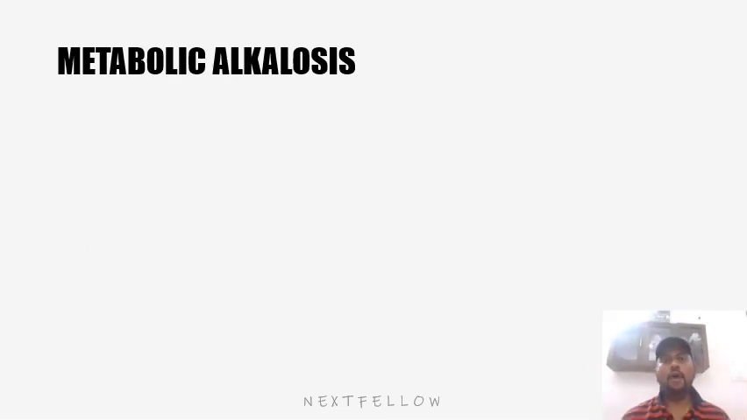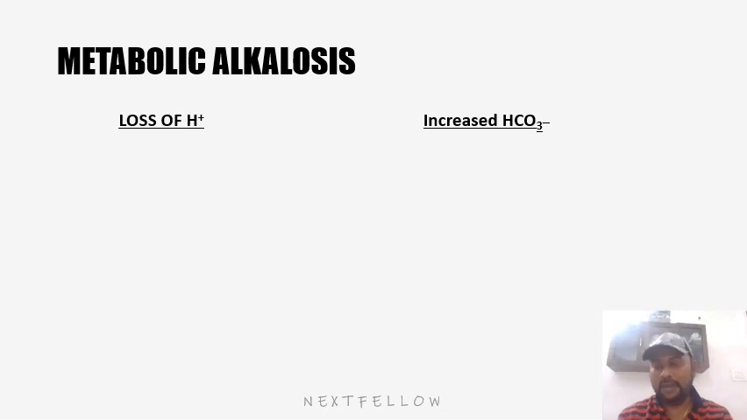Next, we will move on to metabolic alkalosis. Metabolic alkalosis means just the reverse. Here also the problem is with kidney regulation. In acidosis there is excess acid or loss of bicarbonate, whereas in alkalosis it is just the reverse, either loss of acid or excess bicarbonate. These are the two major reasons for metabolic alkalosis. Now we will see the various causes for loss of H plus ions.